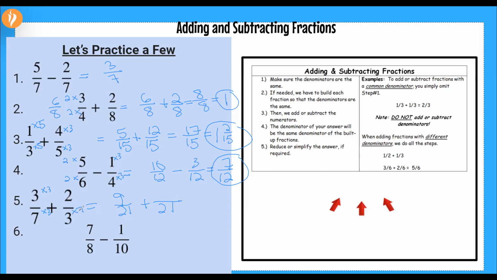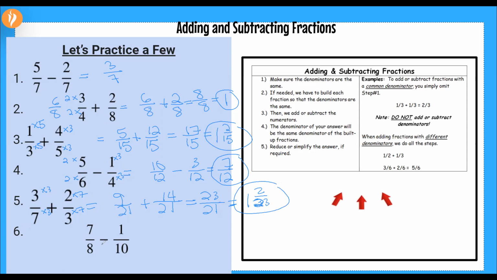So whatever we do to the bottom, we do to the top. 7 times 2 is 14. Now we're ready to add our numerators because our denominators are the same. So 14 plus 9 is 23. This is an improper fraction, so we want to know how many times 21 will go into 23. The answer is 1 with 2 left over. Oops. So our final answer is 1 and 2/23.